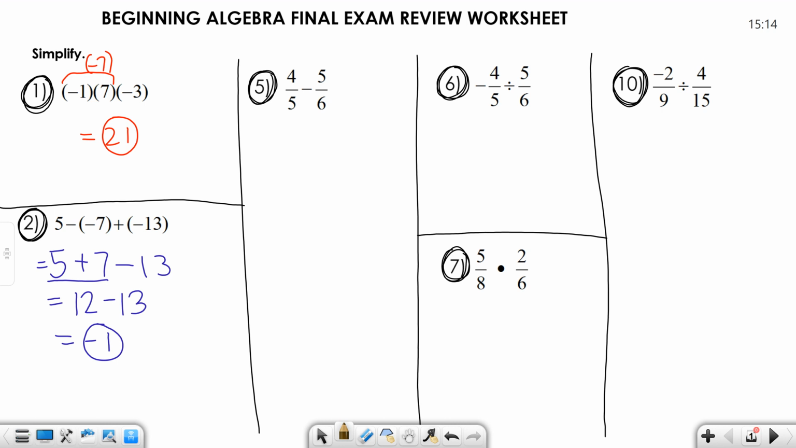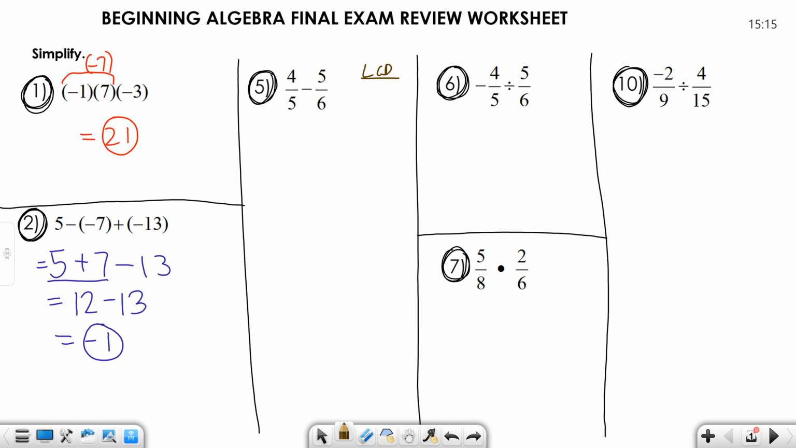Number 5, 4/5 minus 5/6. This is some fractions. That's okay. We can handle this. We're going to do 4/5 minus 5/6. So if we subtract two fractions, then that means we have to find the LCD. And in this case, your two denominators are 5 and 6. You always ask yourself, does the smaller 5 go into 6? No, it does not. So then you say 6 times 2, which is 12.